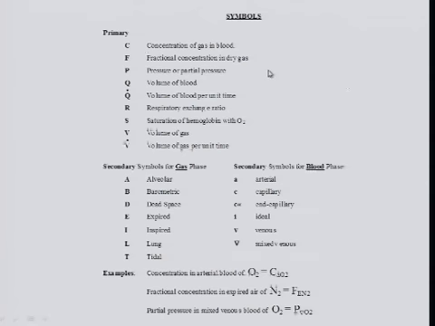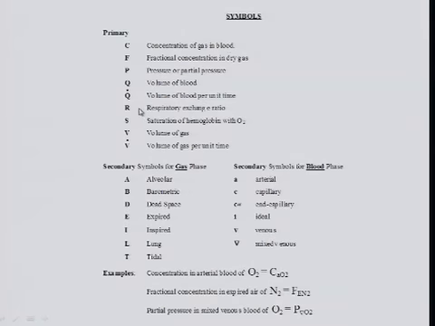First, just a little nomenclature. You are not going to have to know everything on here. What I want you to know from this is just a general method in how things are labeled and some of the nomenclature. So typically a primary symbol, all in capitals typically. You're looking at concentration of a gas in blood, fractional concentrations in dry gas, pressure or partial pressure, that's going to be a very important one. Volume of blood, this is Q. Q dot with a dot over it means the volume per unit time.